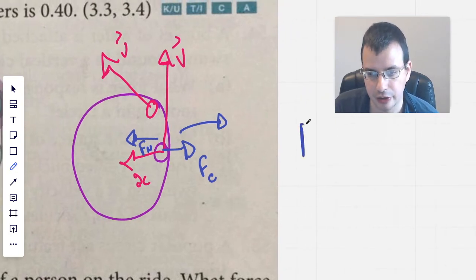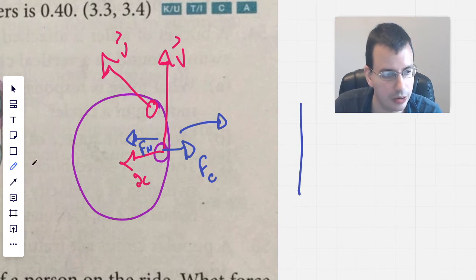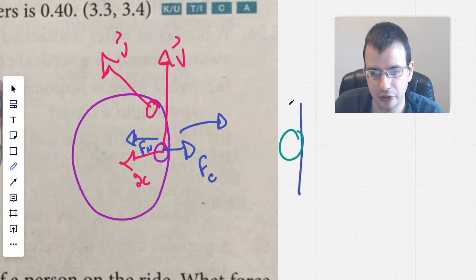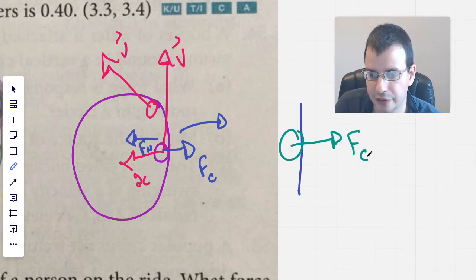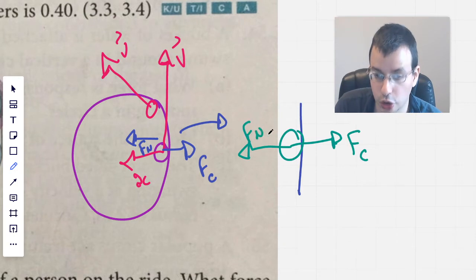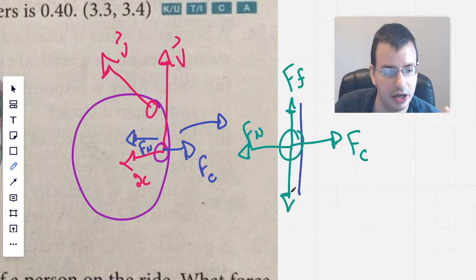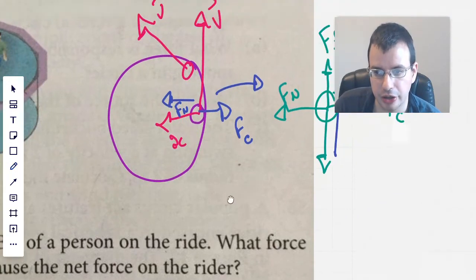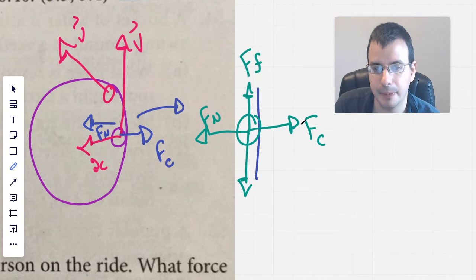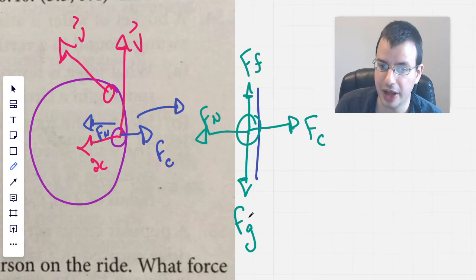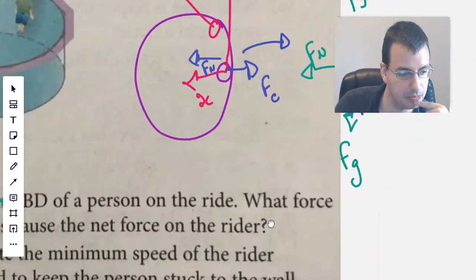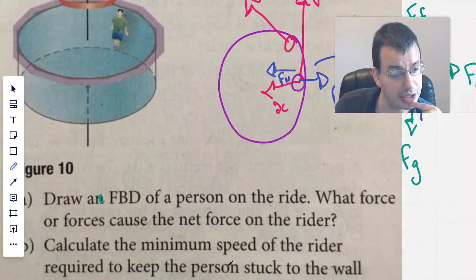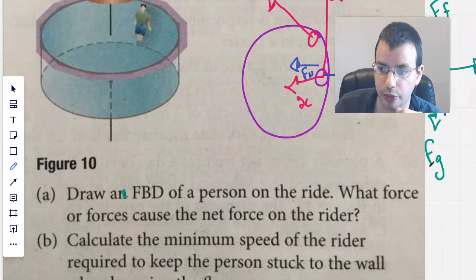And so if we draw another diagram, more like this. This will be the wall. This will be the individual, very circular. And I'm going to say this is force centripetal. This is force normal. Now, force normal is pressing against the wall, which causes a force of friction. We have the minimum speed required, meaning the minimum force centripetal to create a force normal, which will then create a force of friction to just exactly balance out the force of gravity. So this would be the free body diagram that I would draw. Yes, that is the free body diagram I would draw.